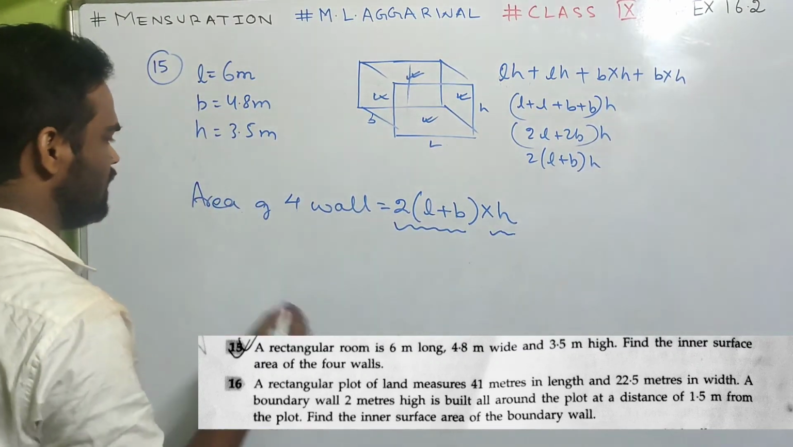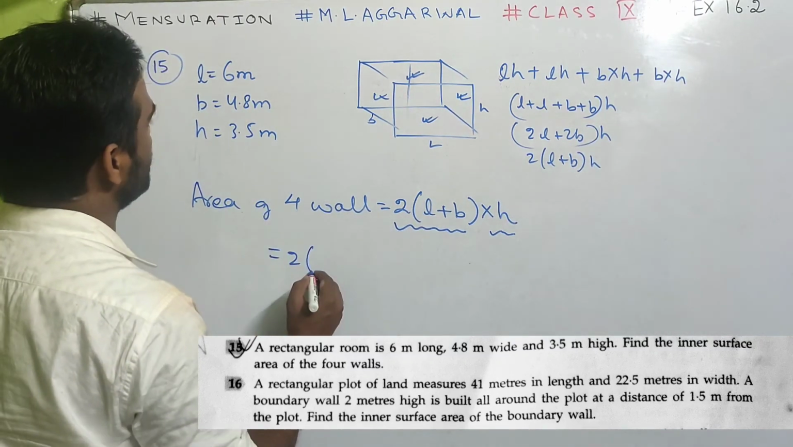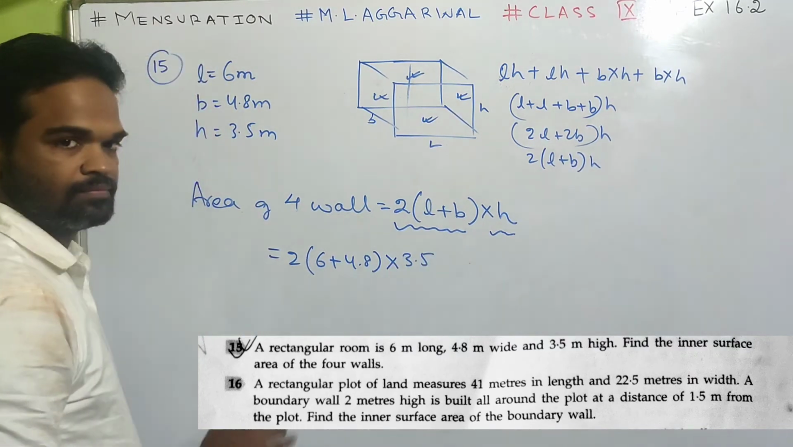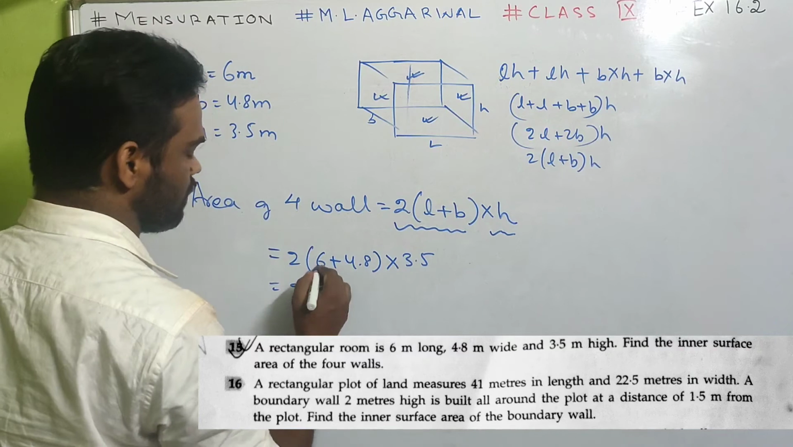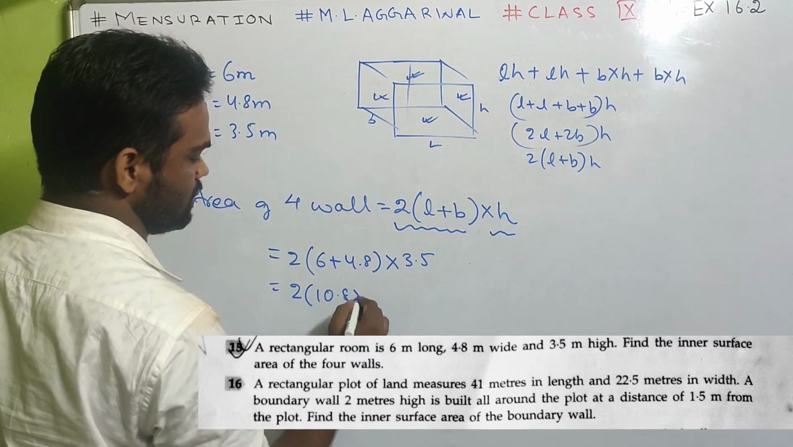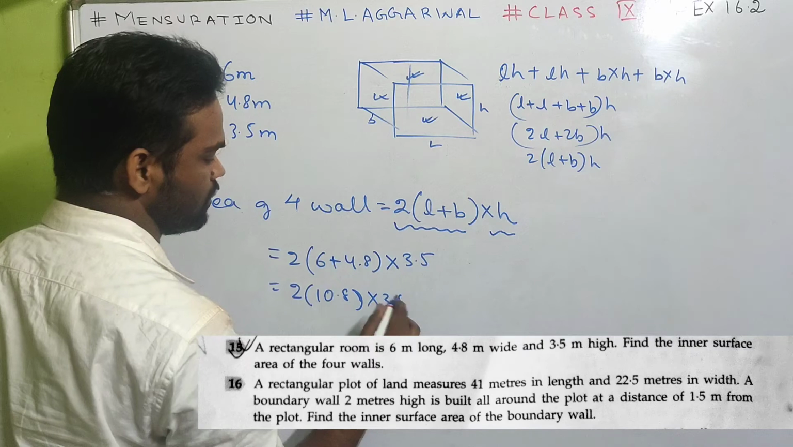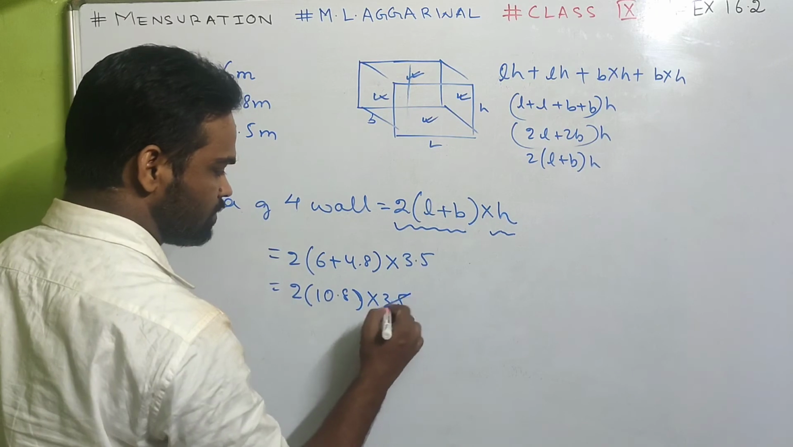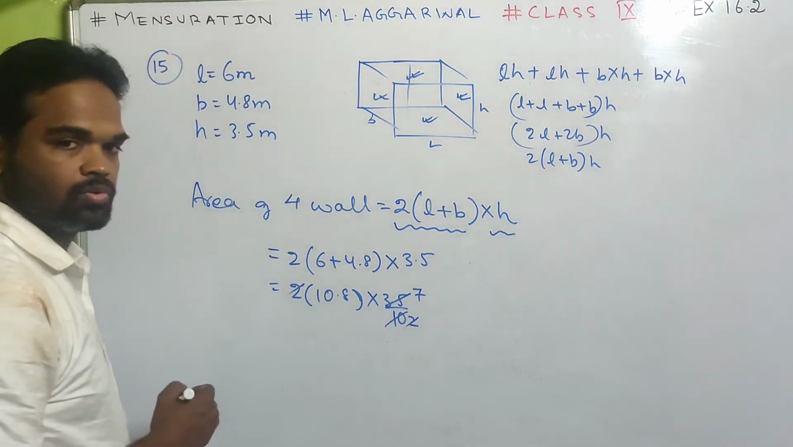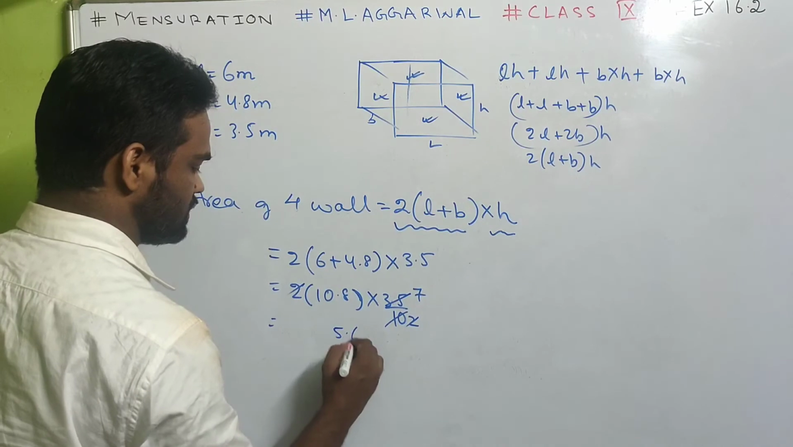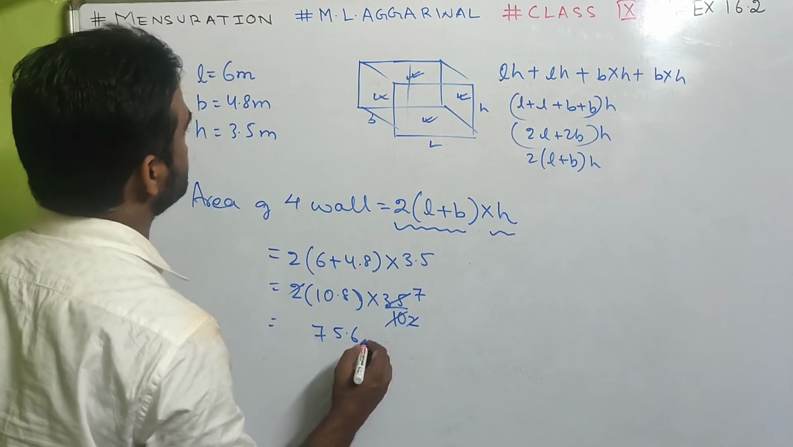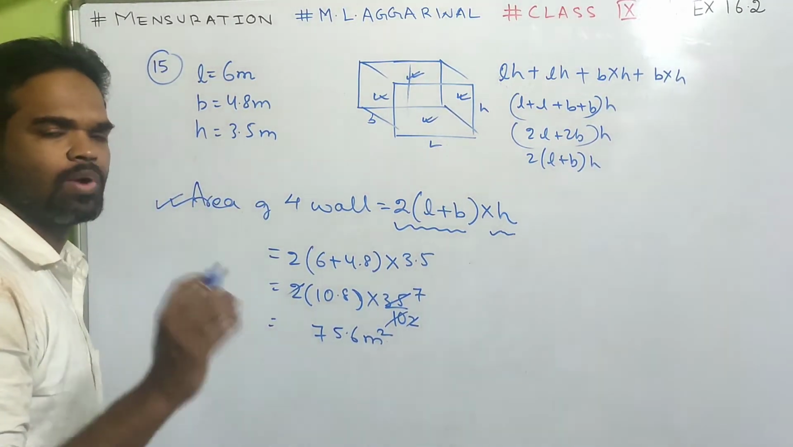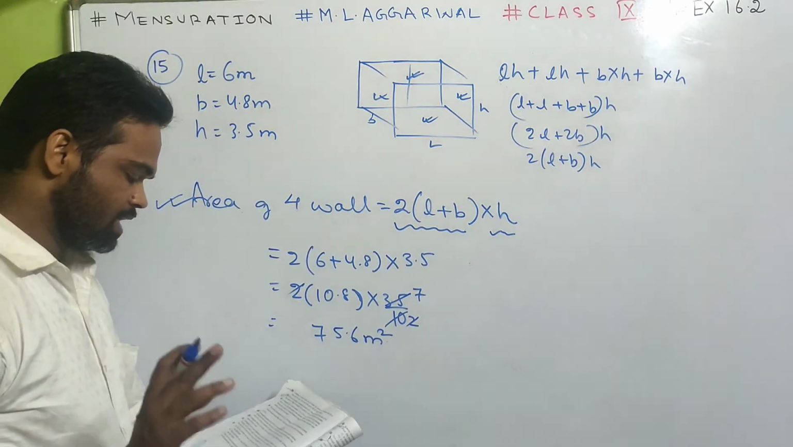What they are asking? Area of four walls. So area of four walls will be twice (6 plus 4.8) multiplied by 3.5. So this is twice, this is 10.8, and this, can I write 35 by 10? I'll just remove the point. 5 2 times, 5 7 times, 2 1 time, 2 1 time. 7 8s are 56, 7 1s are 7. 75.6. This was meter square. Just remember the formula: area of four walls is twice (L plus B) multiplied by H.